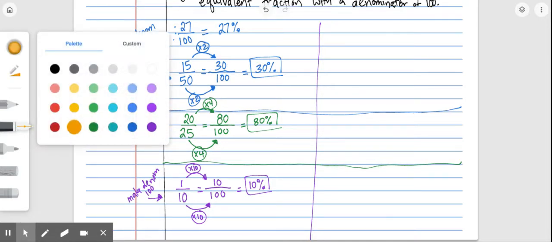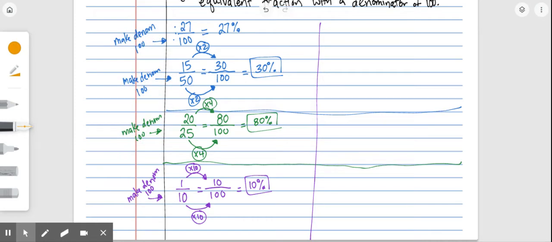Let's do something maybe a little trickier. Let's do 32 out of 20. Okay, now this time my numerator is bigger than my denominator, but I'm going to make this an equivalent fraction first. So again, my first step is to make the denominator 100. Okay, so I need an equivalent fraction where the denominator is 100.